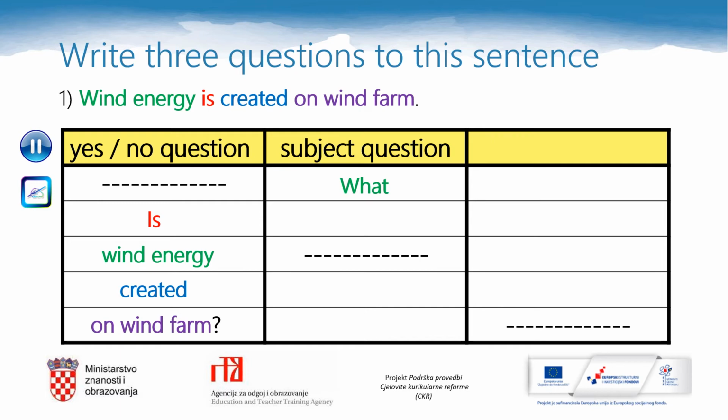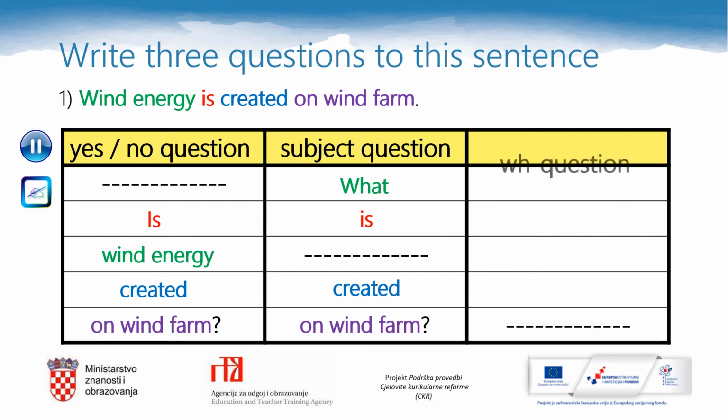Let's check. What is created on wind farm? The answer is wind energy, which is the subject of the sentence. So that's why this question is called subject question. And the line with dots is actually where the answer is.